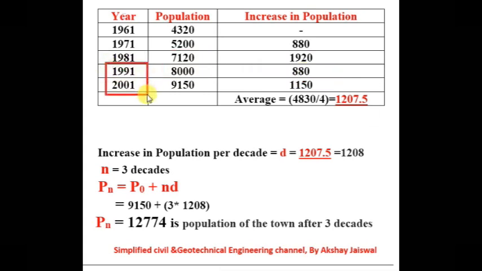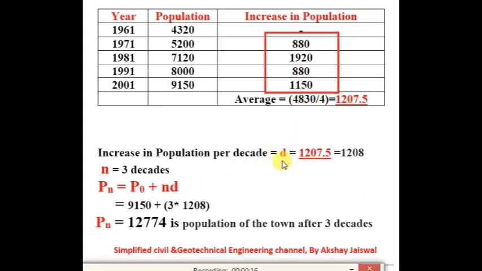And then we will find the increase in population, it will be 9150 minus 8000, we will get 1150. Now we will take the average of these four values. It will be the value of d.